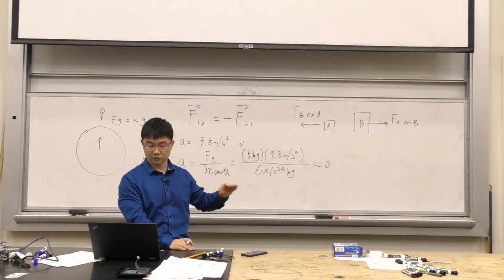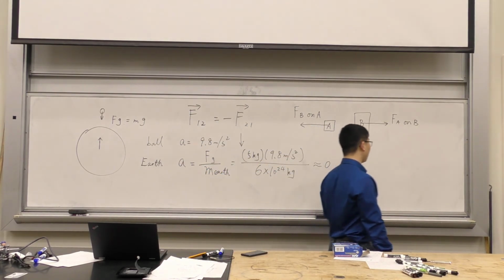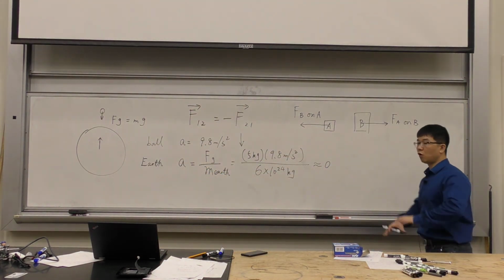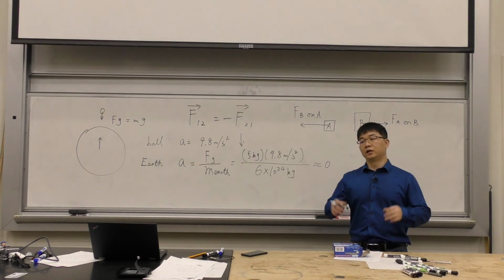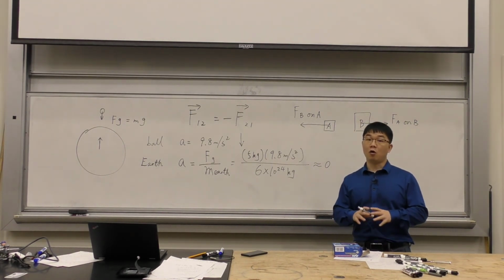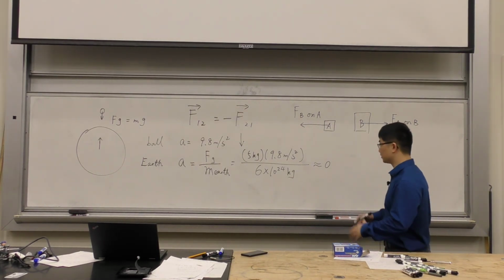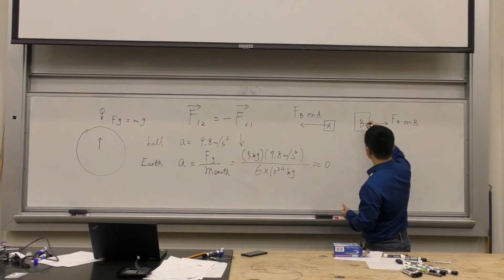No, there's no contradiction, because if you want to figure out how B moves, you're going to draw all the forces on B. If you want to figure out how A moves, you're going to do the same thing. You're going to draw all the forces on A. So let's first draw all the forces on B. See why it moves to the right.